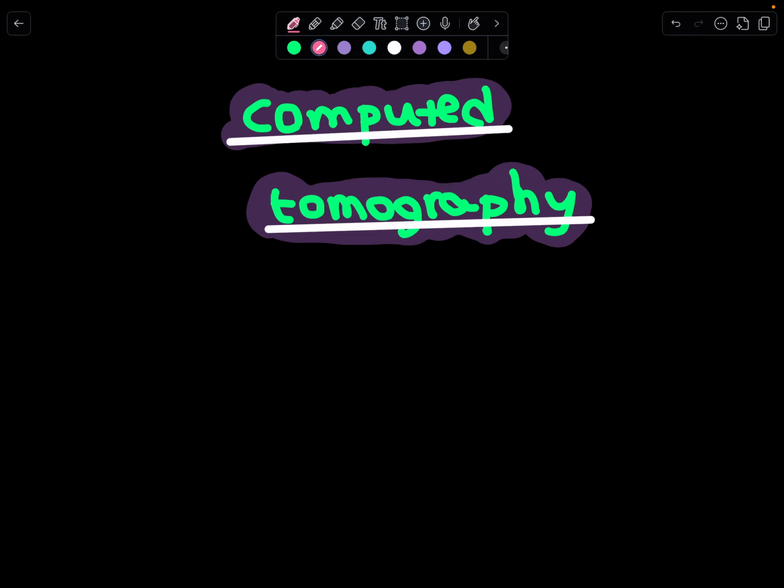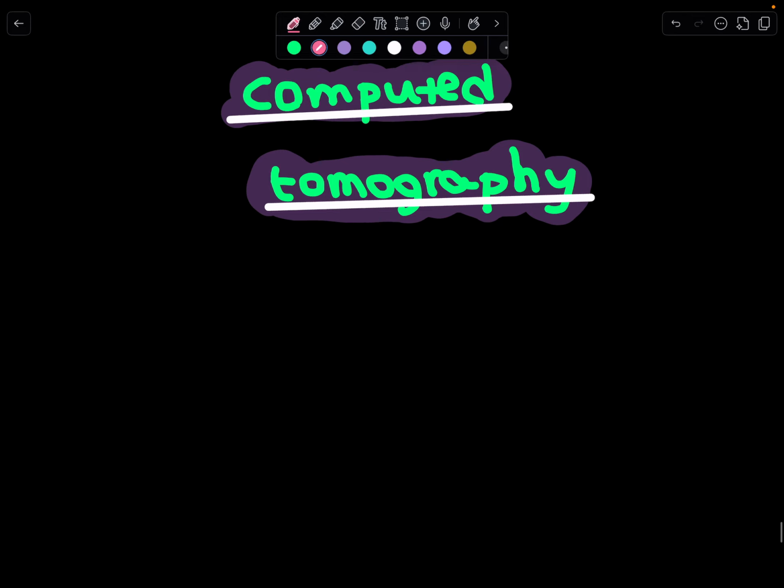Okay, let's say we're imaging the lungs. So let's talk a bit about the structure and function of the lungs. I want you to include primary and secondary pulmonary lobules in your answer, and alveoli.